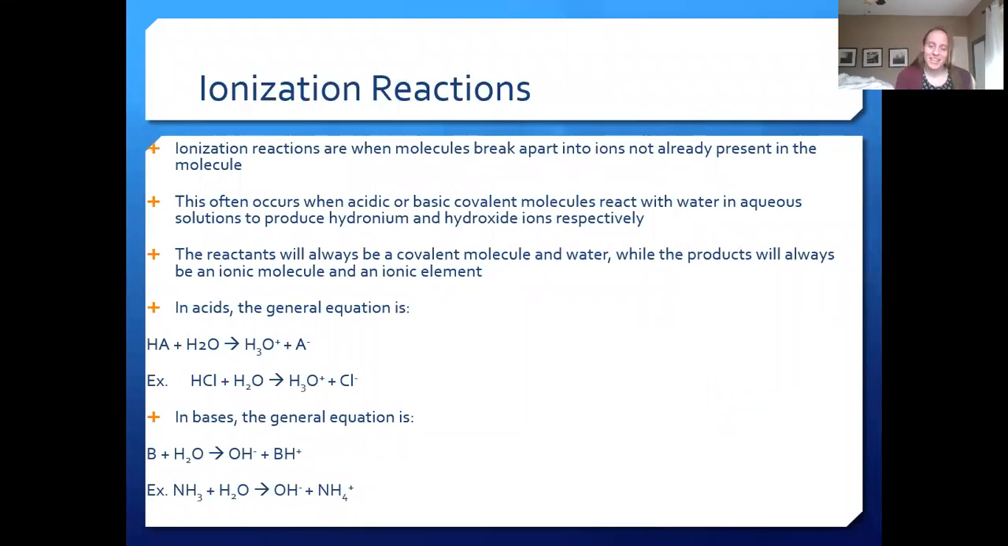Okay, ionization reactions we also talked about quite a bit in the last unit. An ionization reaction is when you take an acid or a weak base like ammonia and you break it apart into ions that did not already exist in that molecule. If it's an acid, you always react it with water in an ionization reaction. An acid will always produce hydronium ions, which are H3O+, and then the other ion is just what you get when you take your hydrogen off.